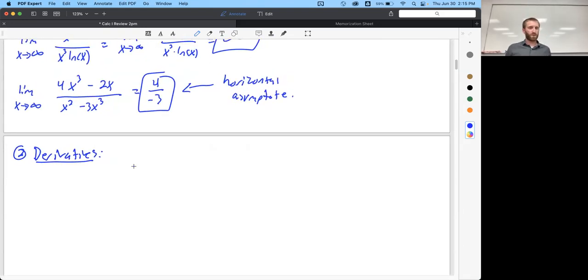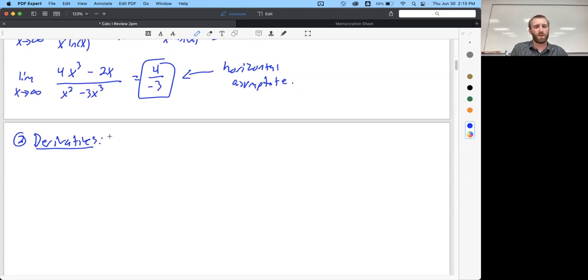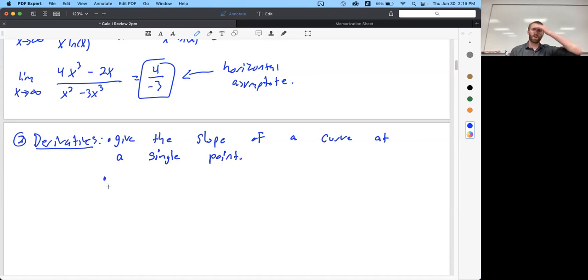So derivatives, these things, pretty useful. These give the slope of a curve at a single point. Another way to say that is that these give the instantaneous rate of change at that point.